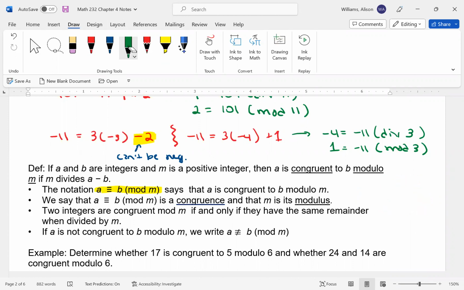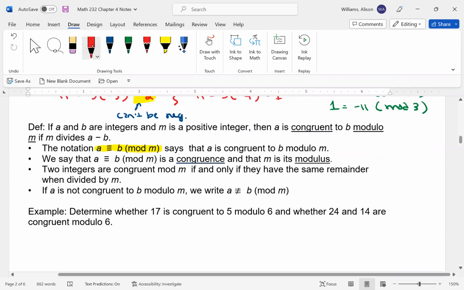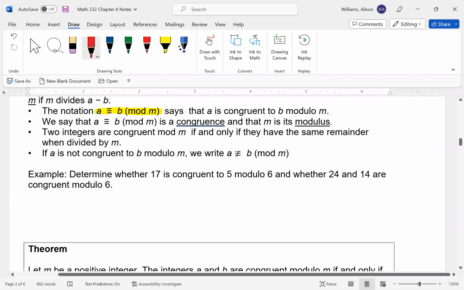All right, let's dive in a little deeper to this. Two integers are congruent modulo M if and only if they have the same remainder when divided by M. Cool, that's what I just said. If A is not congruent to B, we can write that symbol with the 3 lines with a slash through it. All right. Okay, let's go ahead and look at some examples here.